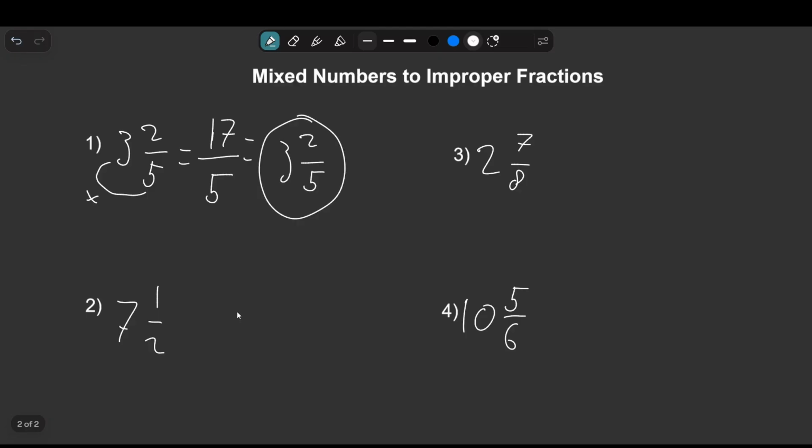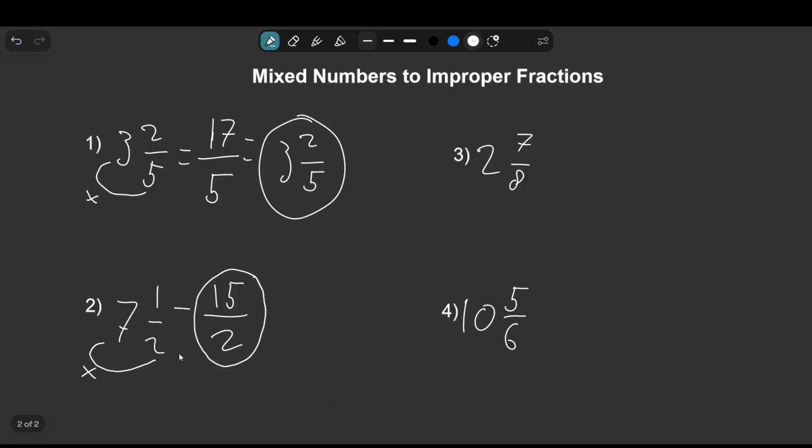So on to the second example. It's exactly the same thing, but with different numbers. So we start from the bottom, we go around like this, and we multiply them by each other. 7 times 2 equals 14, plus 1 equals 15. Now for our denominator, we just keep the 2, and for this one, this will be our final answer.